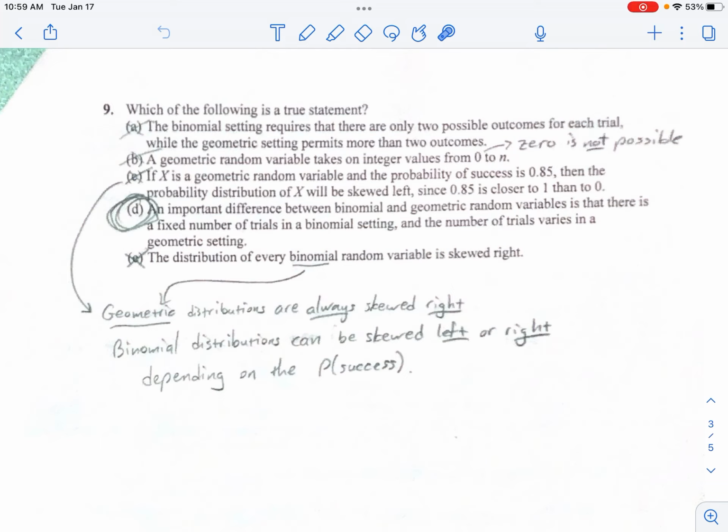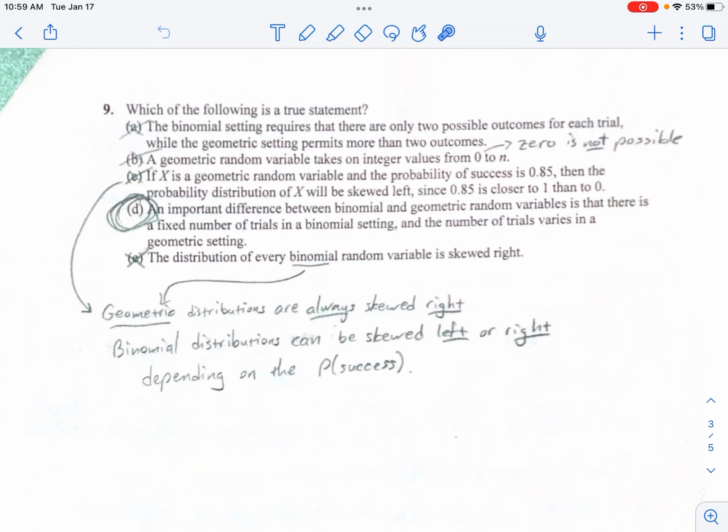B is a problem because it says the variable can take on integers from 0 to n, but that's not possible for geometric. Remember, geometric means you do something until you succeed. Can you succeed on the 0 try without even trying? That's not possible. So it's not B.